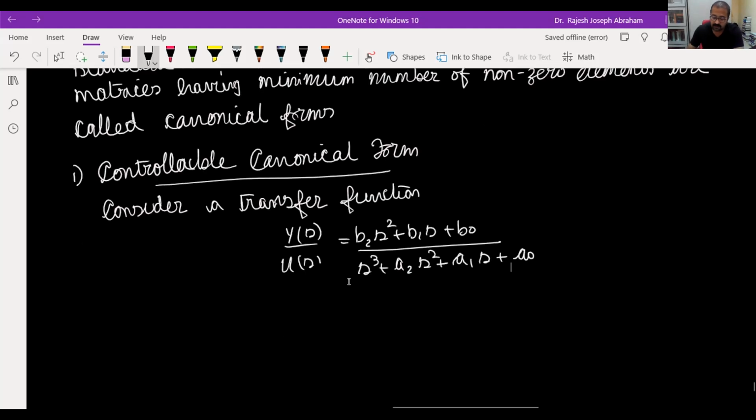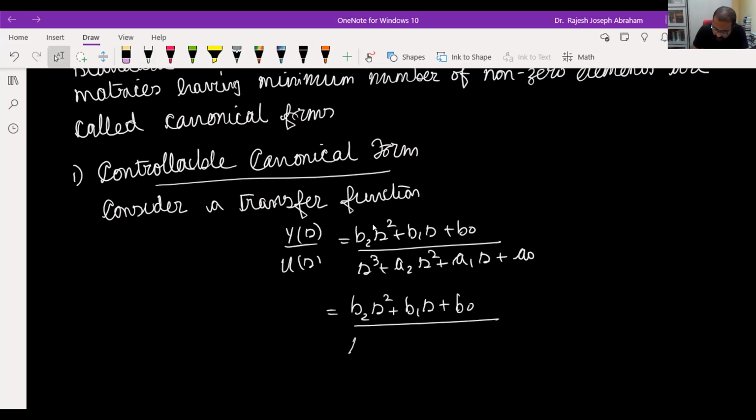We are going to derive this in a controllable canonical form. So what I will do is multiply and divide this with an intermediate variable W of s. There will be no change, correct? So that means b2 s square plus b1 s plus b0, whole divided by s cube plus a2 s square plus a1 s plus a0, into W of s divided by W of s. In this way, I am multiplying and dividing the transfer function with the same intermediate variable.